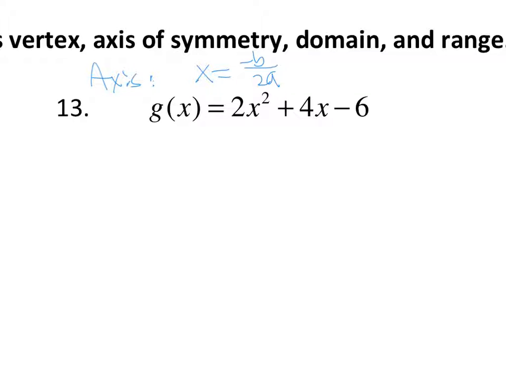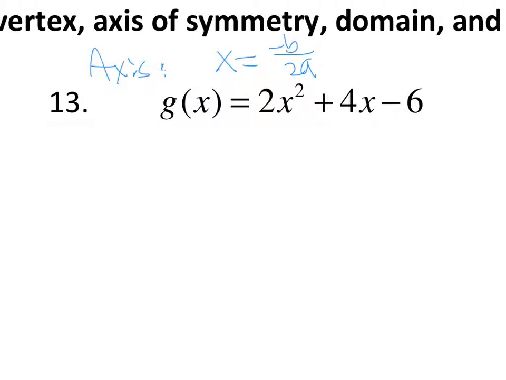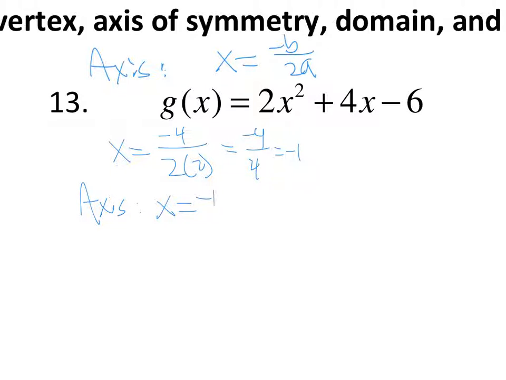If this was a 1, then completing the square would be easy. But let's go ahead and try with the axis of symmetry. So x equals -b/2a. a is 2. So that's -4/4, which is -1. Okay, so the axis of symmetry is at x equals -1. It's an equation. You should always have x equals.